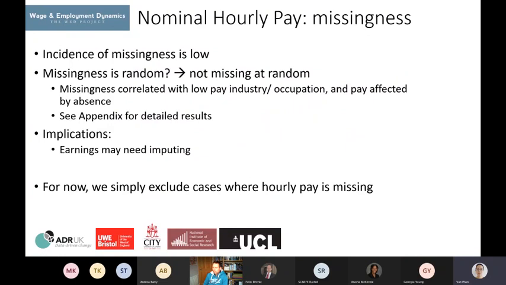The incidence of missingness is low. We wondered whether it is random or not, and we can confirm that it is not missing at random. The missingness is correlated with the low pay industry or occupation that people are in, and with pay affected by absence. You can see the result in the appendix of the policy paper that we uploaded on our webpage for detailed results. The implication of the missingness is that the earnings may need imputing, but for now we simply exclude the cases where the hourly pay is missing.